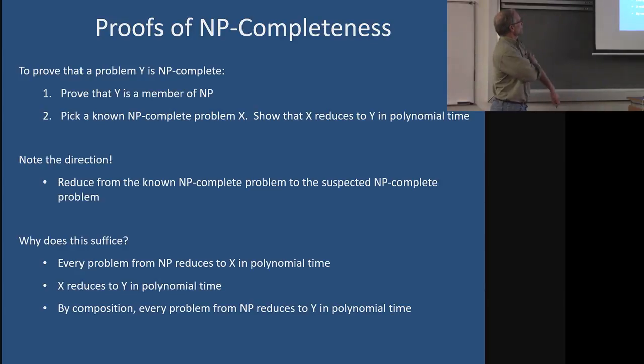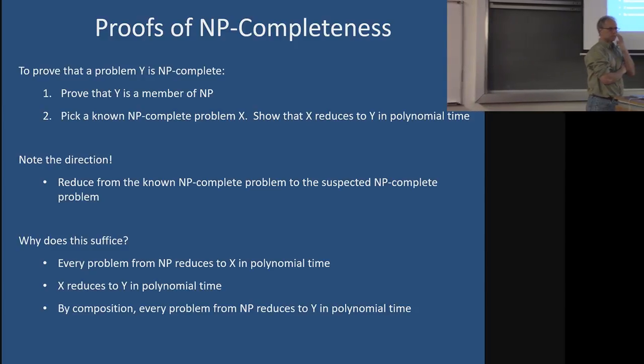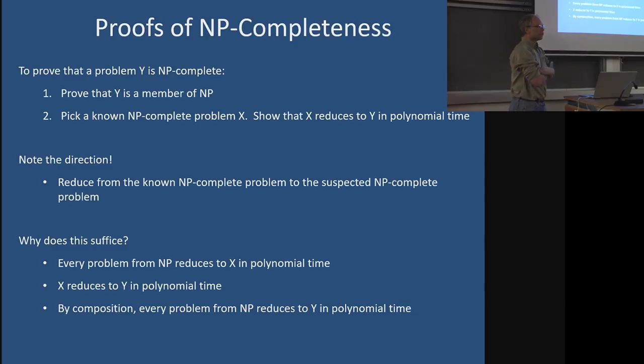Next, the other thing, which is usually harder, is you pick a known NP-complete problem, X, and show that X reduces to Y in polynomial time. Okay? The direction is important. I emphasized this last time. You're going from the known NP-complete problem to the candidate NP-complete problem.